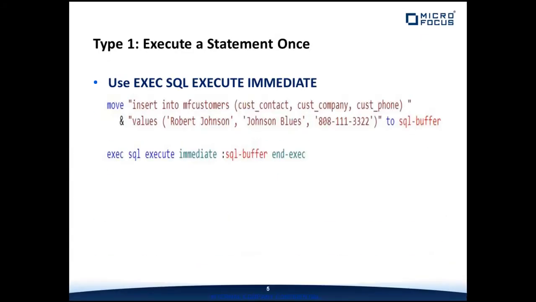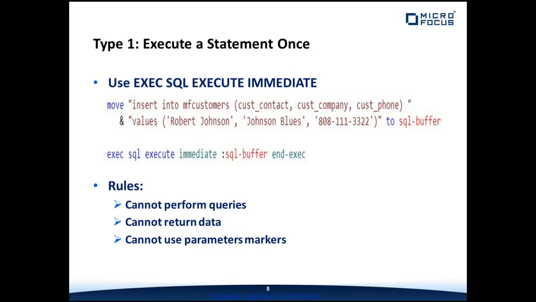Type 1 uses EXEC SQL EXECUTE IMMEDIATE to execute a SQL statement that resides in a host variable. When using execute immediate, certain rules apply. The statement cannot perform queries that return data other than a SQL code value, so select statements are not supported. The statement must also directly specify any required data, as parameter markers cannot be used. Type 1 statements work well for executing DDL statements like create table and create procedure.